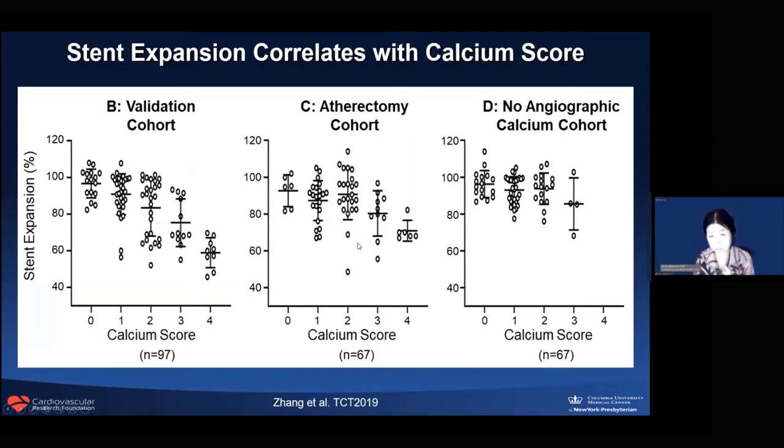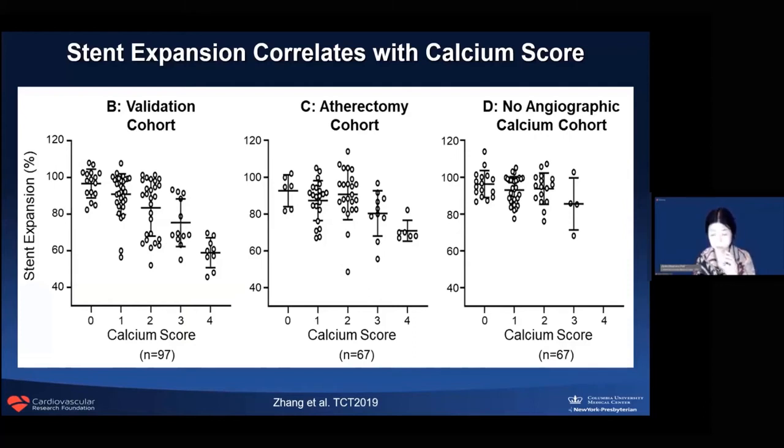But if you do atherectomy, even with a high score there is good stent expansion. Additionally, we picked up a cohort with no angiographic calcium, but all of them had IVUS calcium of more than 270. None of them had a score of 4, and even with a high score, they had good expansion. Why? Because that indicates thin calcium. That is the reason why we couldn't see it by angio. So it's important to imagine how big the calcium is.